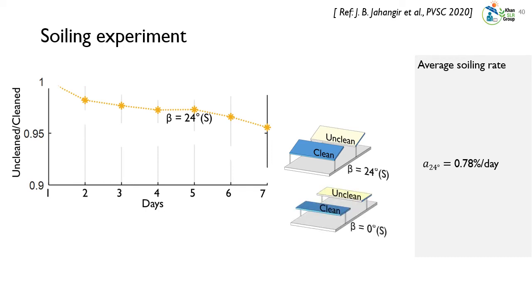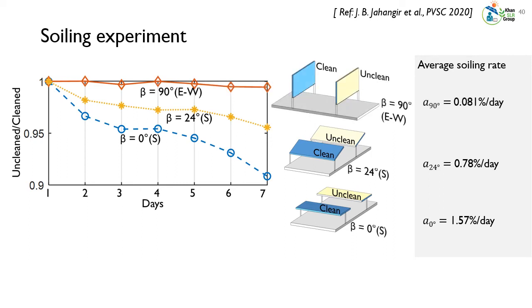Now, if we consider a panel at 0 degrees, which is horizontal, we would of course expect much higher soiling rate, and that is the case. We do see a soiling rate which is double the previous value. And if you look at panels at 90 degrees, the soiling rate would be pretty low, as you can see here.